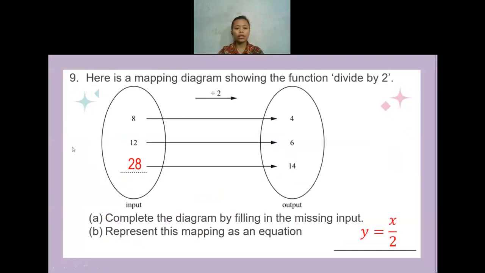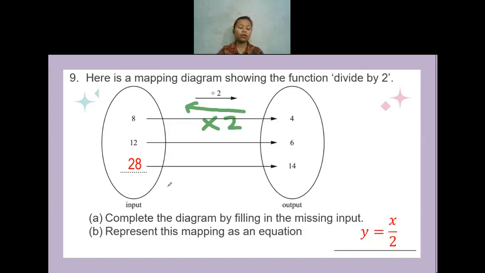For question 9 in here, we already have the mapping diagram. 8 connected to 4, 12 connected to 6, and then I don't know what number is connected to 14. As you can see, there is a rule: divide by 2 when you are going to find the output. But now you are going to find the input, so we need to do the opposite. The opposite of divide by 2 is times 2. So we just do 14 times 2, which equals 28. That's why the input when the output is 14 is 28.